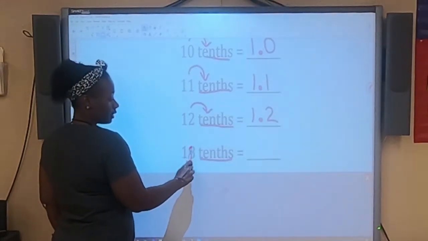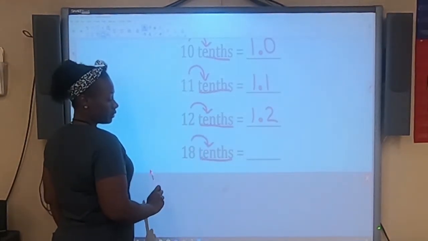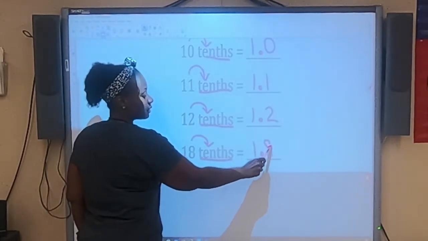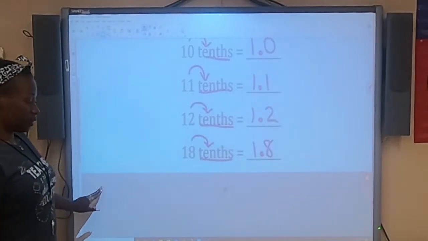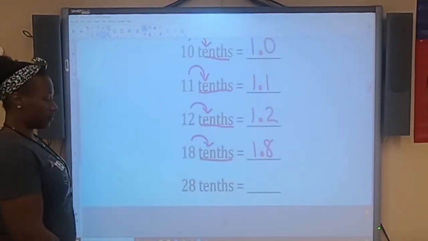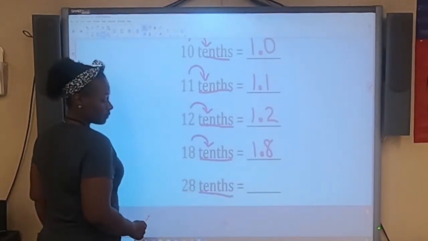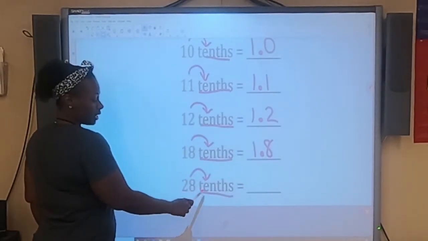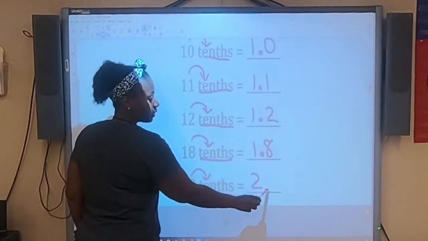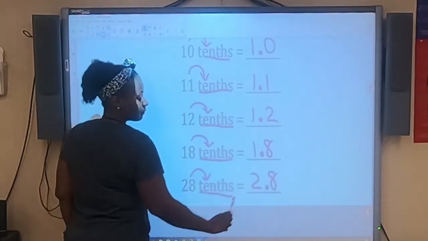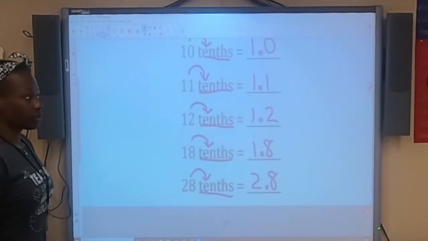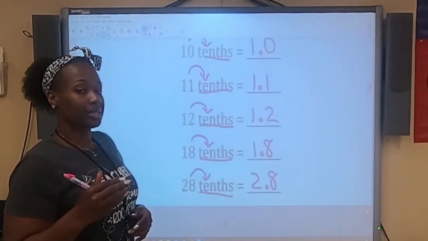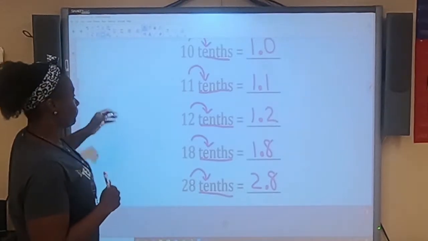Tenths, the 8 gets to sit there. So 18/10 would be 1.8. So one more. Tenths, the 8 gets to sit there. So 28/10 would be 2.8. So just keep in mind that our decimal place values are tenths, hundreds, thousands.